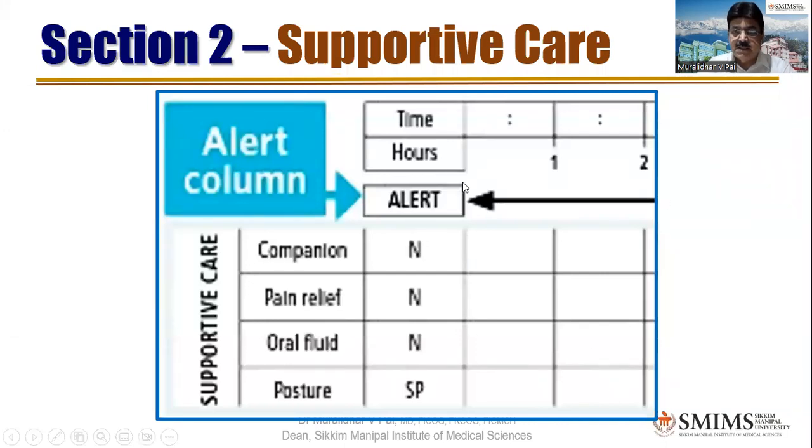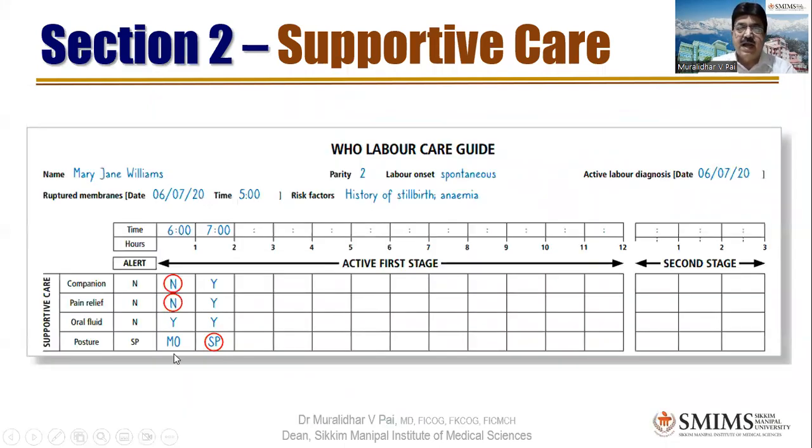As you can see here, the first column, they have already given, it is already there in the labor care guide chart. So N means alert, N means alert, N means alert, SP is an alert, supine position. Here, these are all circled red to indicate that these are alerts. Now, the same Mary Jane Williams came at 6 o'clock. When she came, I hope you can see very clearly, there was no companion. So we have written N, and I have circled that it's an alert. So make sure that there is somebody with her.